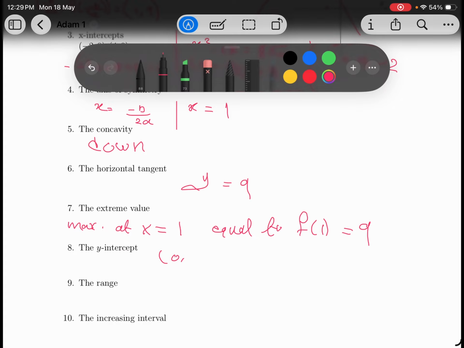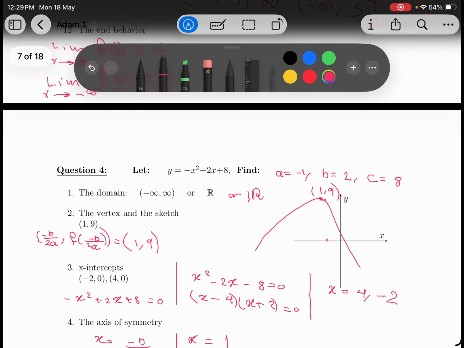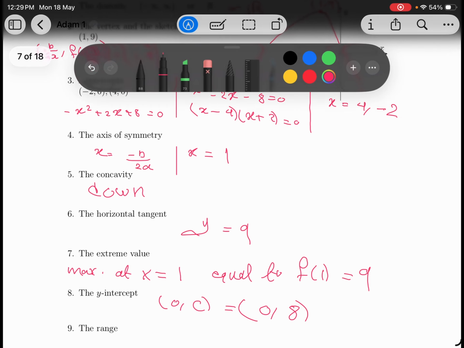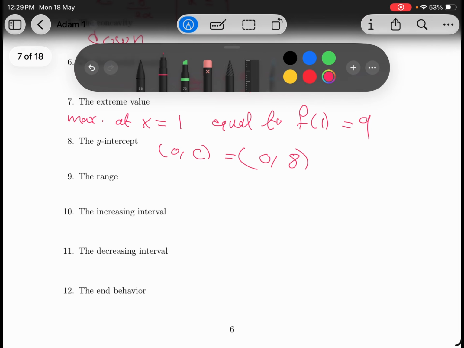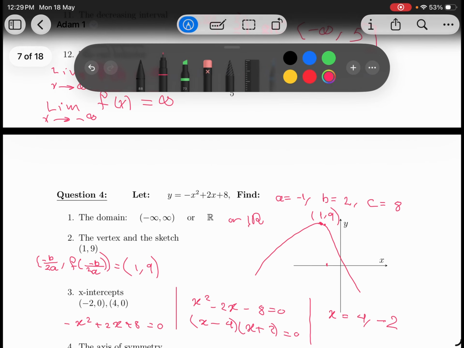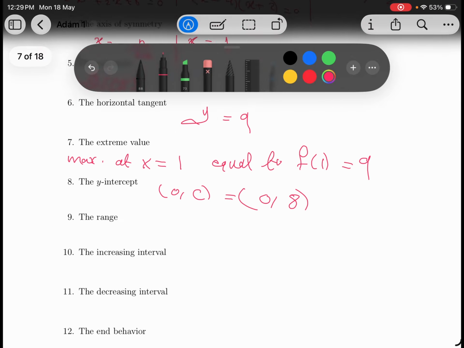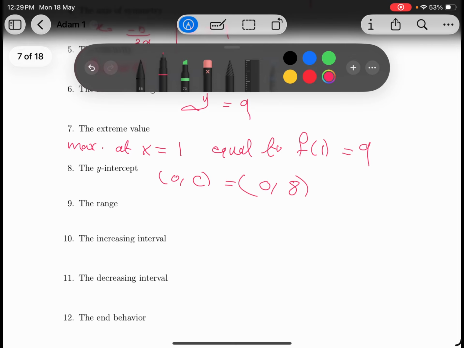0 and c, 0 and c. What is c here? C here is 8, so 0 and 8. Okay? Yes, 0 and 8 is the y-intercept. And here the range. Look, the range, all things less than 9. Because 9 is the maximum, all things less than or equal to 9 is the range. So the range here is from minus infinity to 9, and please close the interval here. Why? Because 9 itself is a part of this range.